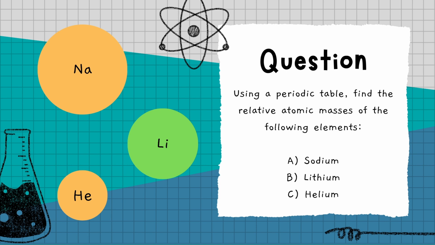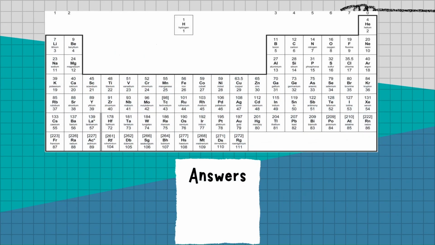Now there is a question that says, use a periodic table to find the relative atomic masses of the following elements: sodium, lithium, and helium. So to find the relative atomic masses, you're going to look at the bigger number on top of the element symbol. So for sodium, it's 23. So the relative atomic mass of sodium is 23. For lithium, it's 7. So the relative atomic mass of lithium is 7. And for helium, it's 4. So the relative atomic mass of helium is 4.